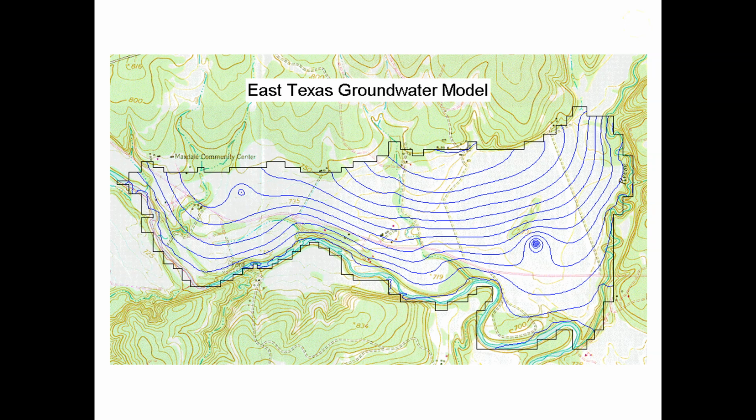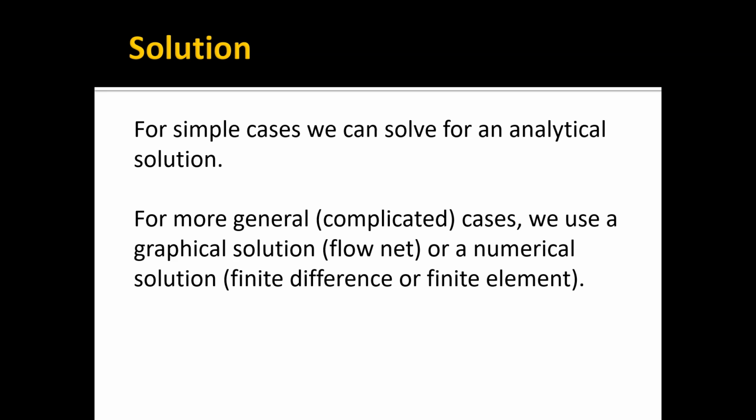Okay, so how do we solve this? How do we solve our governing equation? For really simple cases, if you have very simple geometry and very simple boundary conditions, you can use what is called an analytical solution. You can actually derive an algebraic equation with different coefficients to solve for the distribution of head. Typically, we can only do this in special cases with one-dimensional flow. We aren't really going to explore that in this case.